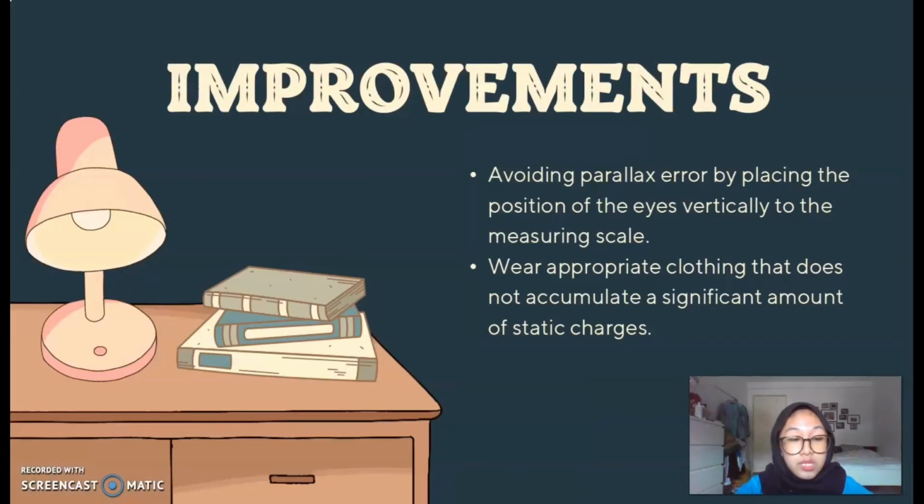There are a few suggestions on improvement that can be made to reduce the error percentage and get a more accurate result. First, avoid parallax error by placing the eyes vertically to the measuring scale. Next, one must wear appropriate clothing that does not accumulate a significant amount of static charge, as it could impact the result of the experiment.